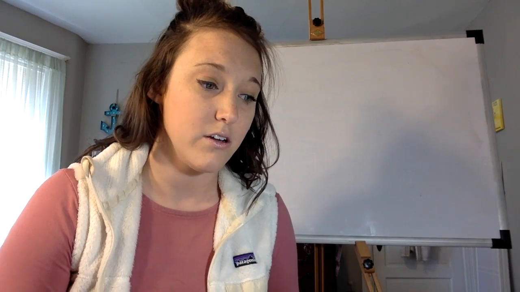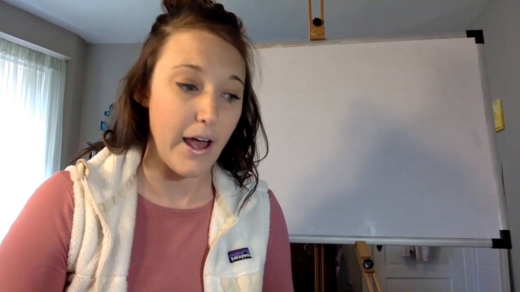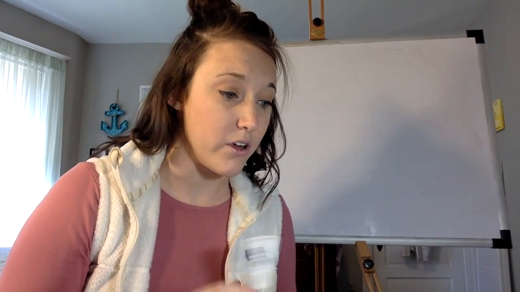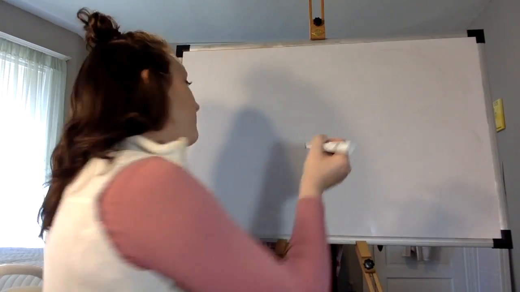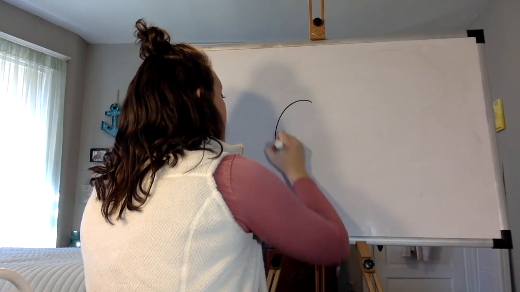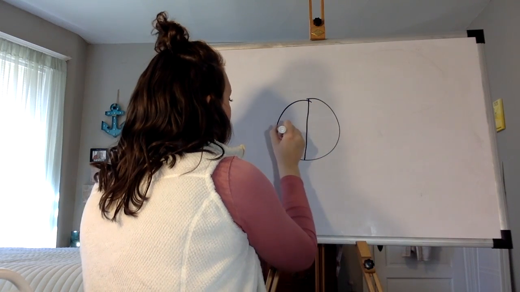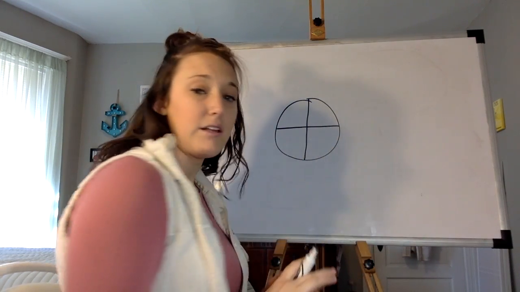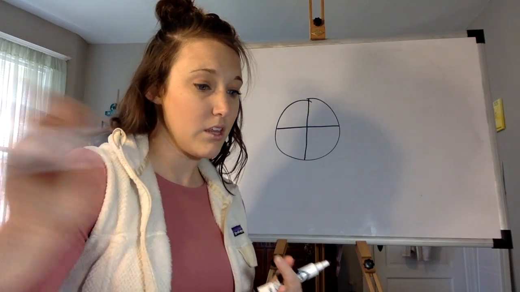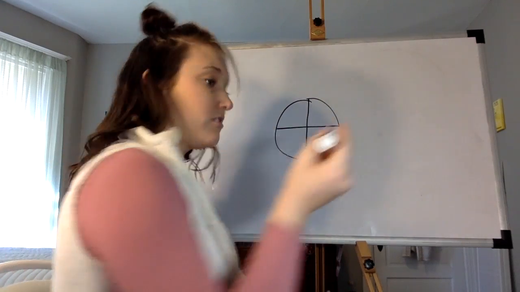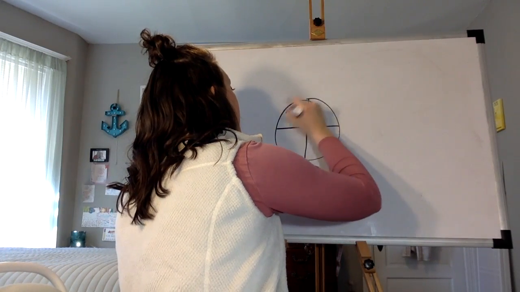So on 451, it says match each shaded part to its name, okay? So for the first one, we've got a circle. We've got a circle like this, and it's divided. It looks something like that. And then they shaded in a fraction of it. So the fraction they shaded in is this one.